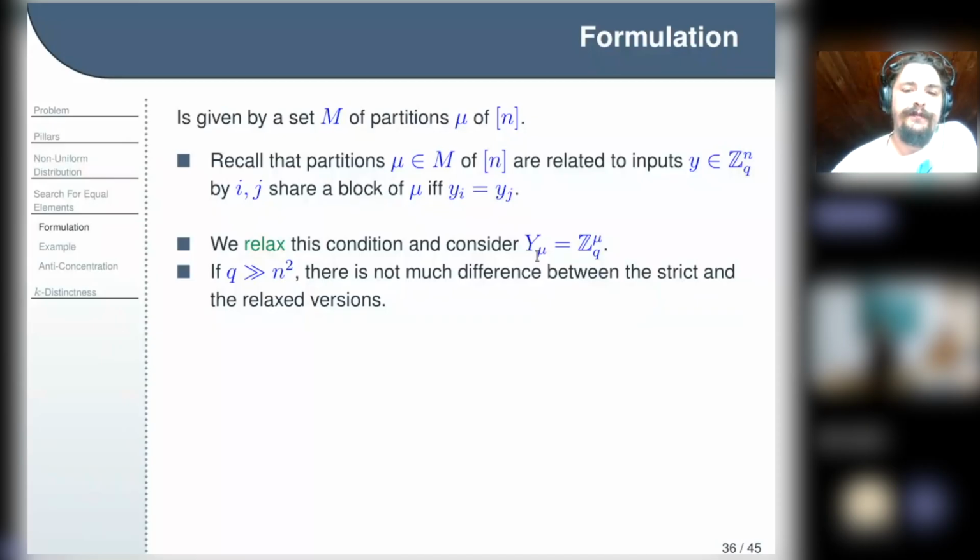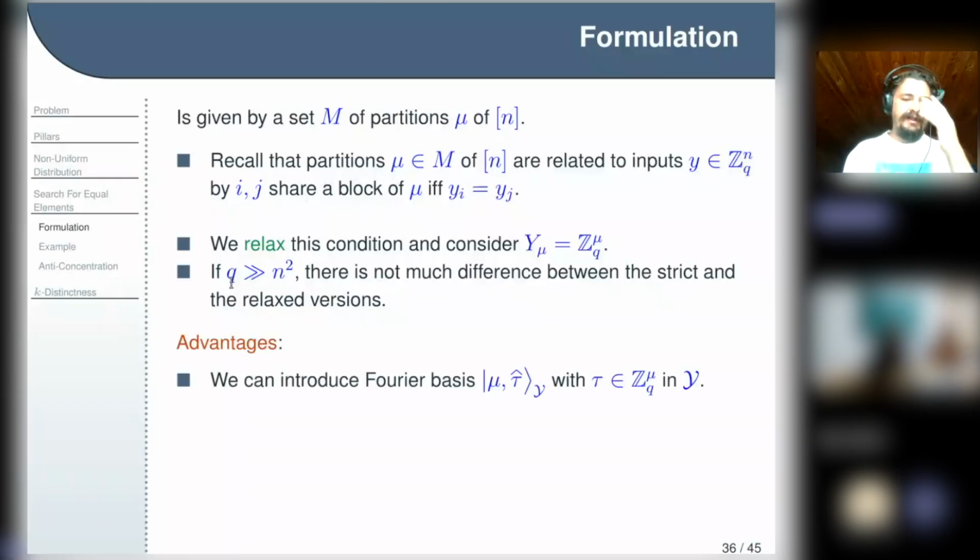In each block, all the inputs still have the same value, which is given by this function on the block. All the elements of the same block have the same value, but I'm allowing collisions between different blocks. So I'm allowing that two blocks have the same value. For instance, I'm allowing the whole string to have the same value. This is some kind of accidental collision, but if q is large enough, there will be few of these collisions, and I can not worry about them.